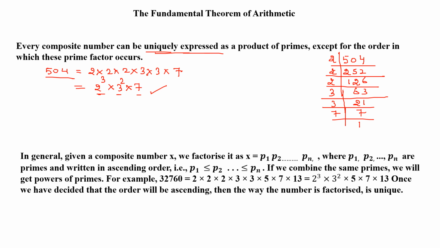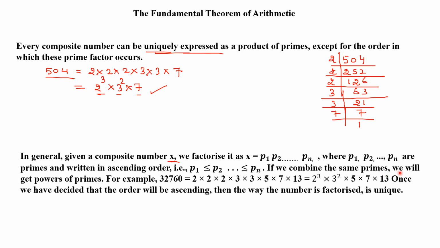Now, in general, if any composite number is given, suppose x, here my x is 504, we can factorize it as p1 into p2 into dot dot dot pn, like how I have written here. 504 is my composite number, and I have written it as 2 into 2 into 2 into 3 into 3 into 7, where p1, p2 to pn are primes. You can see 2, 3, 7 are my prime numbers written in ascending order. So when I write in ascending order, each one may be the same or greater than the previous one, isn't it? Can you see here, it is less than or equal to. So you have to follow this order.